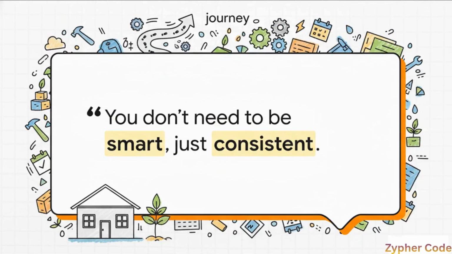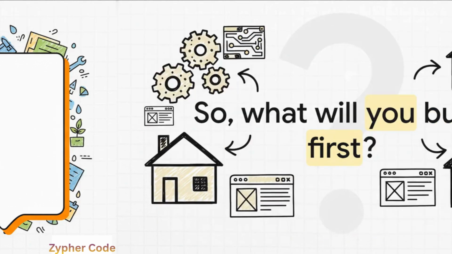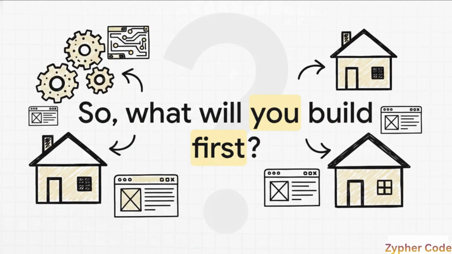Now, if this all sounds like a lot to take in, just remember this. Learning to build for the web is a journey. It's not a race. The most important quality isn't about being a genius. It's just about being consistent. A little bit of practice every single day will build something amazing over time. You now have the blueprint. You know what the materials are, and you know how they all fit together. So the only question left is probably the most exciting one of all. What digital house will you build first?